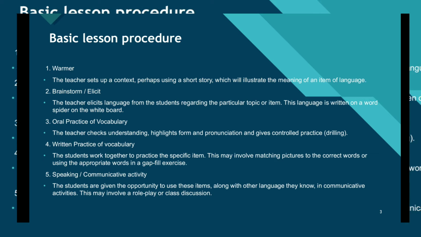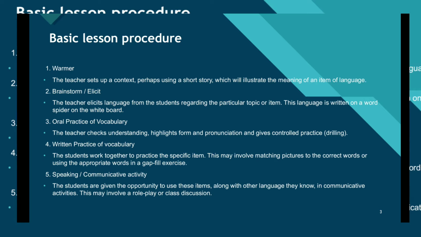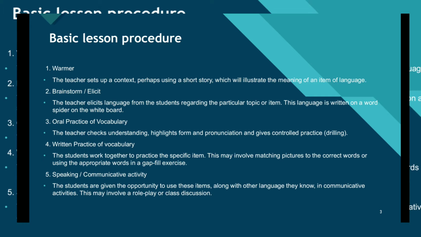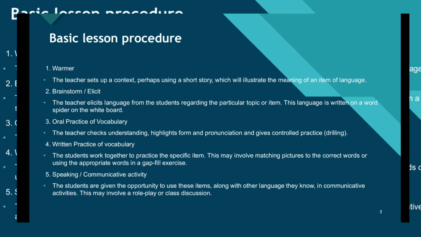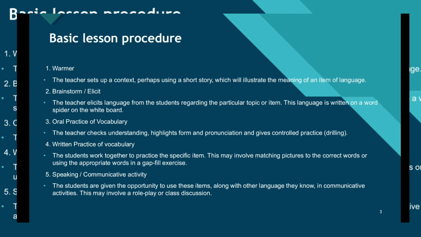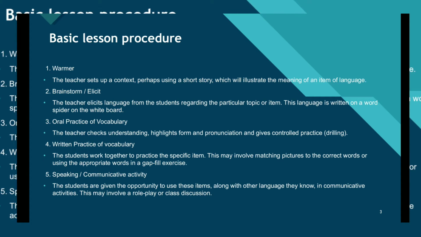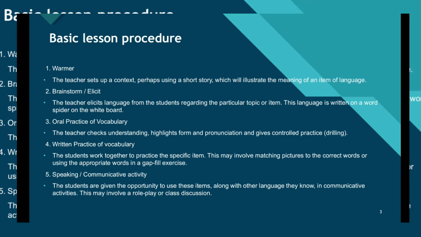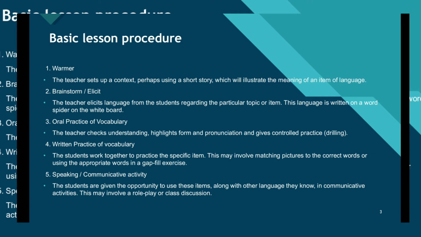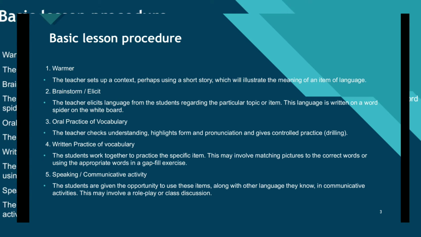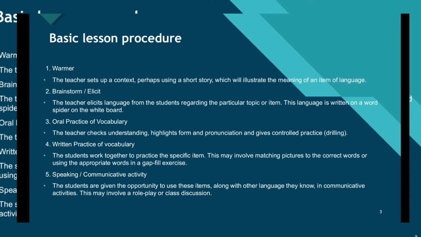3. Oral practice of vocabulary. The teacher checks understanding, highlights form and pronunciation, and gives controlled practice or drilling. 4. Written practice of vocabulary. The students work together to practice the specific items. This may involve matching pictures to the correct words or using the appropriate words in a gap fill exercise.